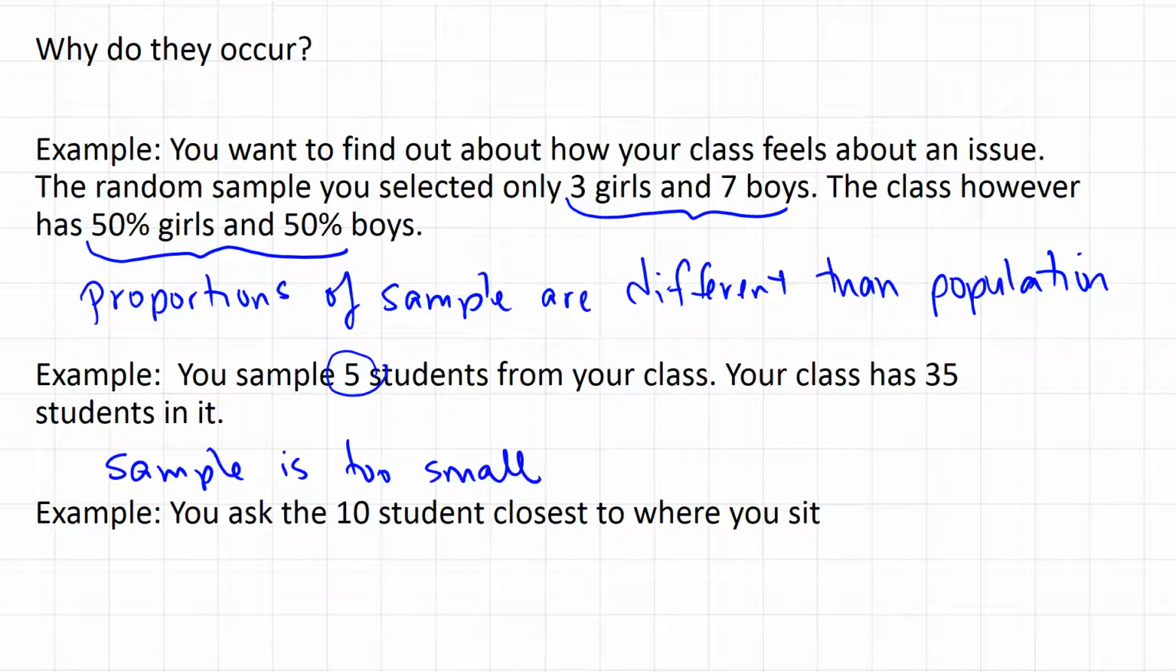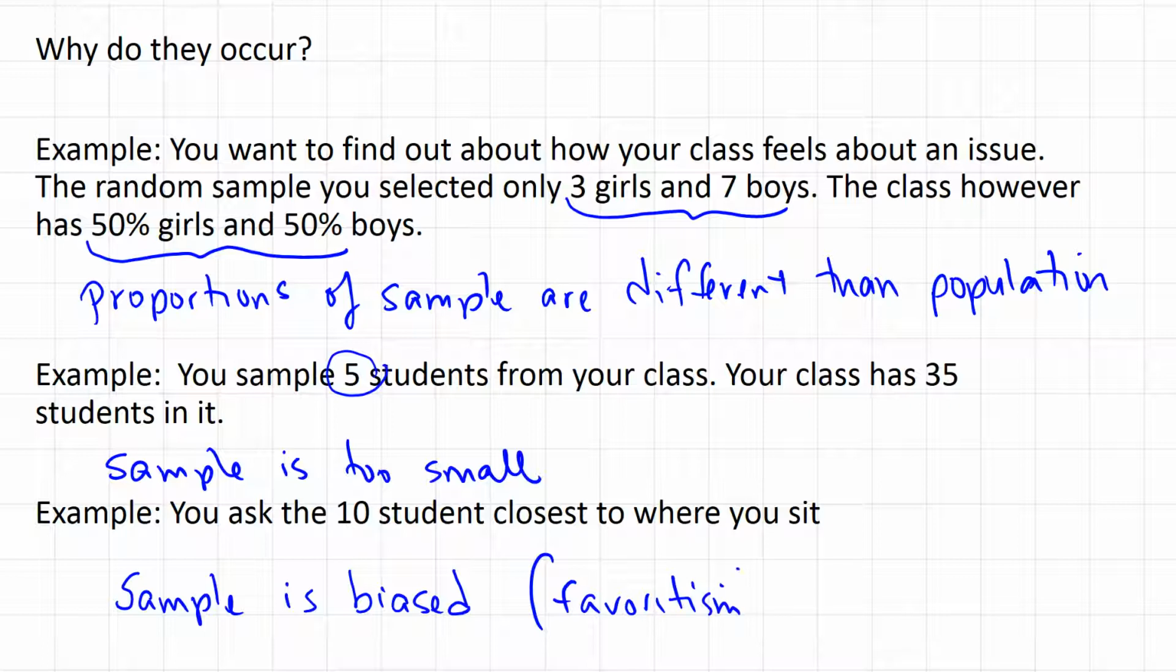Let's take a look at the last example. You ask 10 students closest to where you sit. Well, in this case, the sample is biased. You're showing favoritism. And that happens a lot when you do a convenience sample or a volunteer sample.